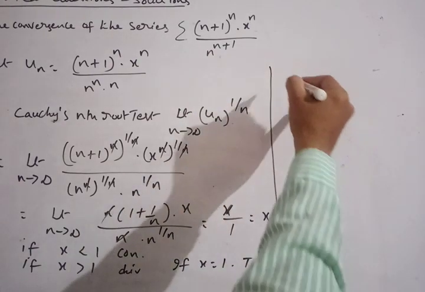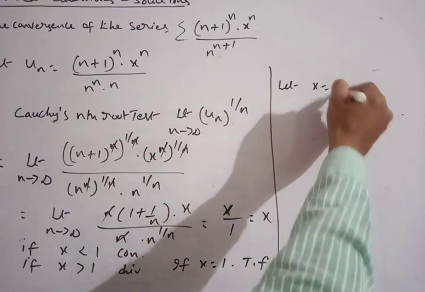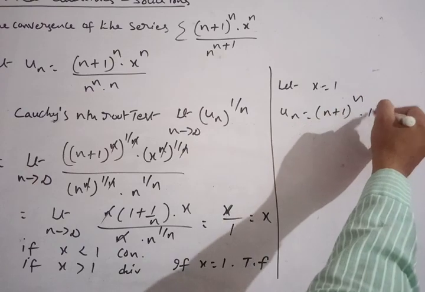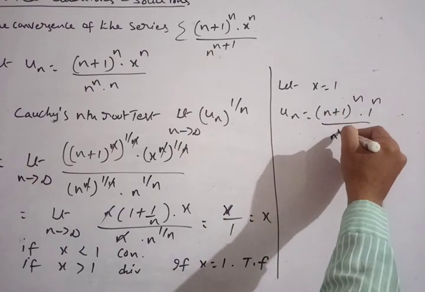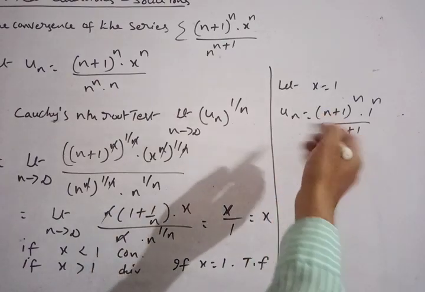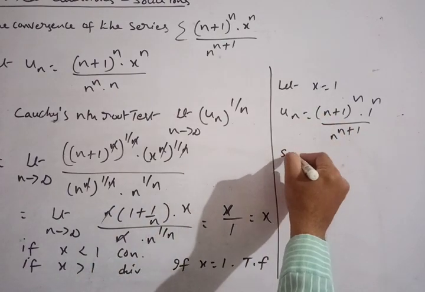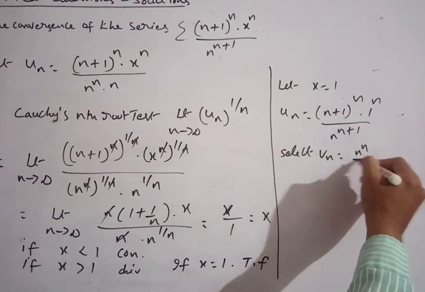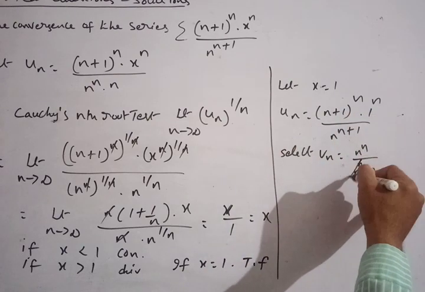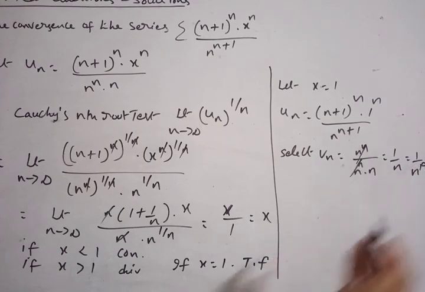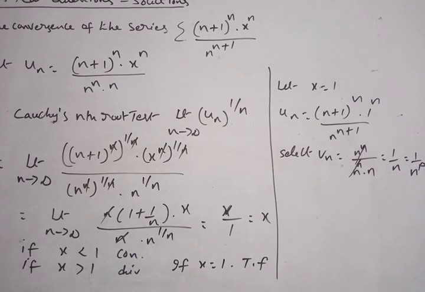So let x is equal to 1, then un becomes (n plus 1) whole power n, 1 power n by n power n plus 1, correct? Now which test is it? Comparison test. Select vn, right? So vn is, here highest nth term n power n, and here n power n into n. N power n got cancelled. 1 by n, it is in the form of 1 by n power p.